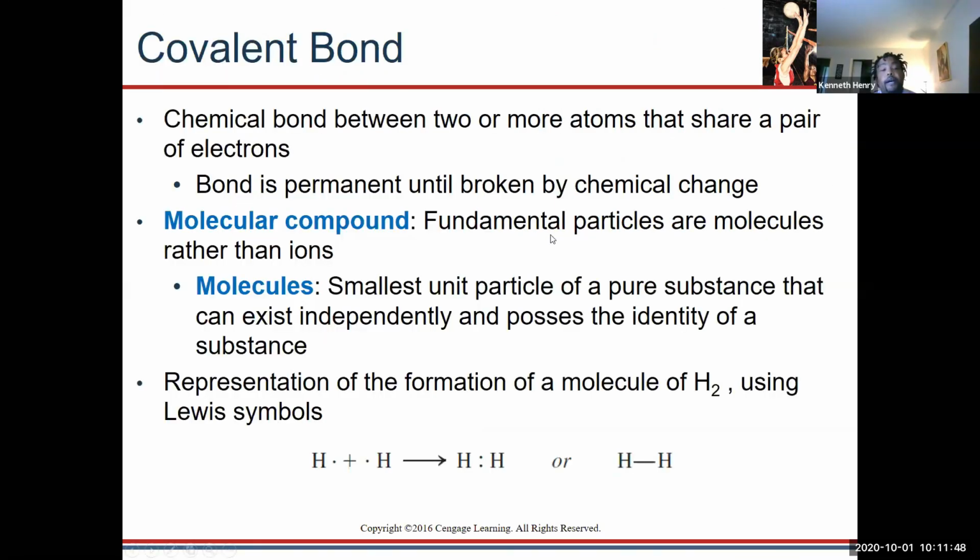Okay, so we've talked about covalent bonds. Have we drawn those dot structures? We haven't drawn those dot structures. That's what you're telling me, right? No. So covalent bonds are electrons that are being shared, right?